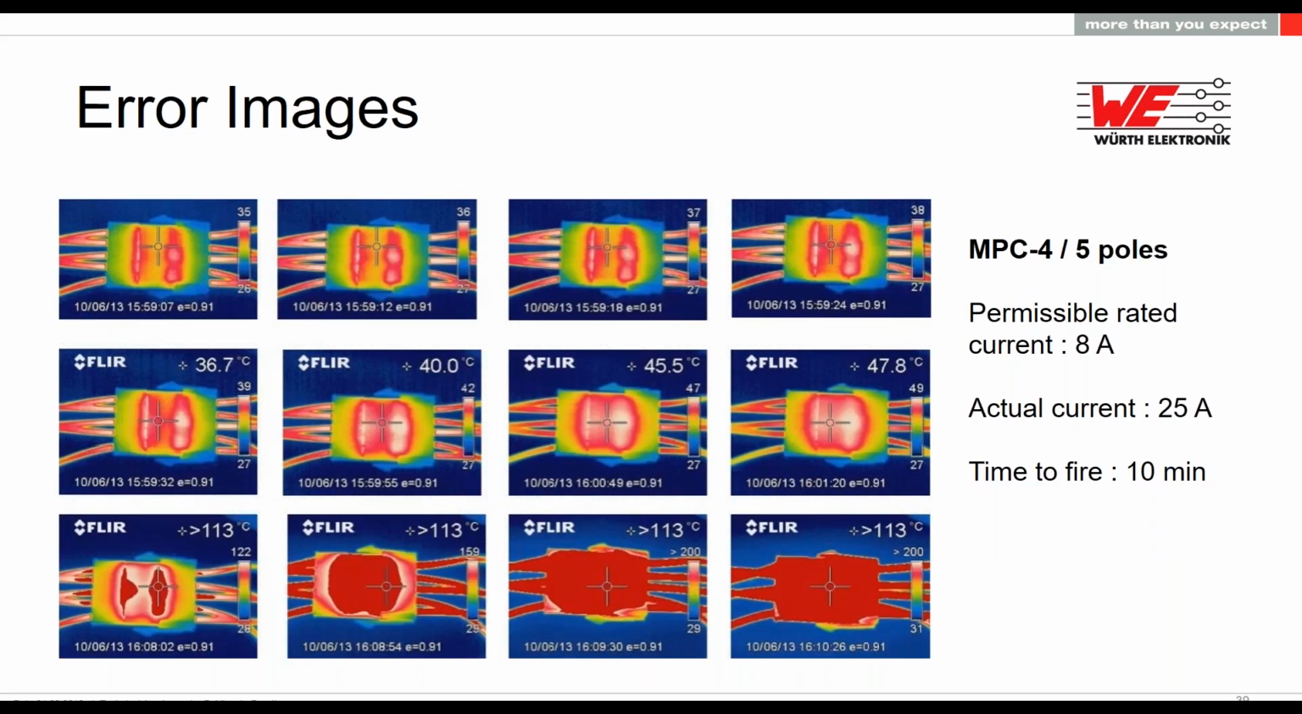Here is an example with our MPC4 connectors. It's a 5-pin connector that is normally rated for 8 amps. And we put on that 25 amps just to show the effect. And it took about 10 minutes until it burned. And if you look at the diagrams, well, in the beginning, it was no big problem. It's at 37, 38 degrees, no problem, heat inside the connector. But at the end, it really went very fast from, oh, it's hot now, I can still touch it, to it starts to melt and burn.